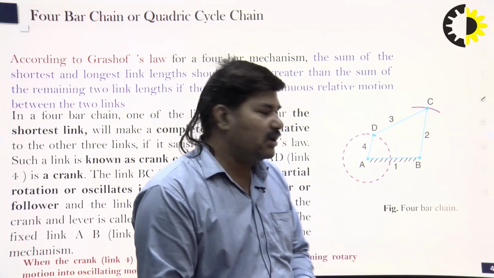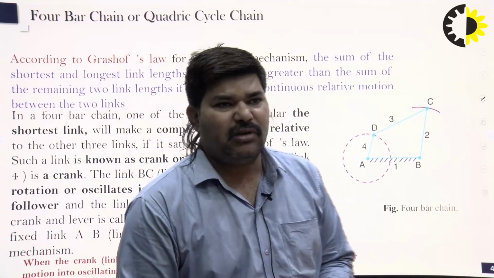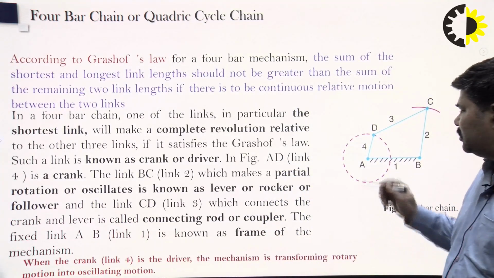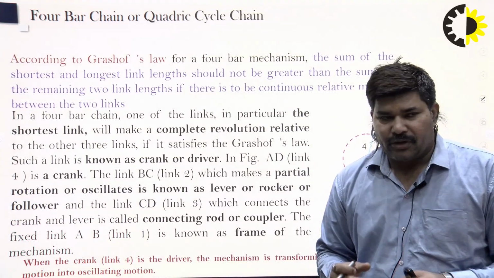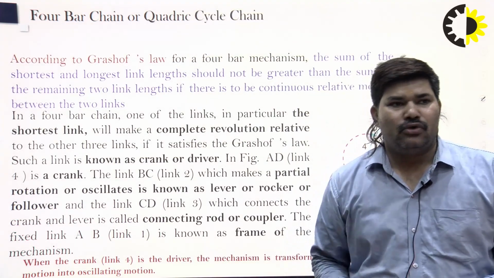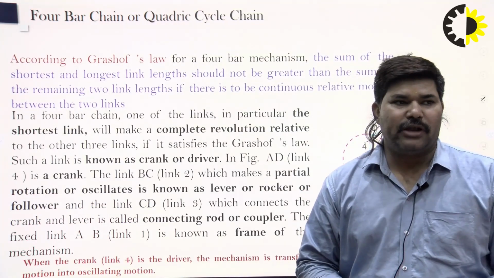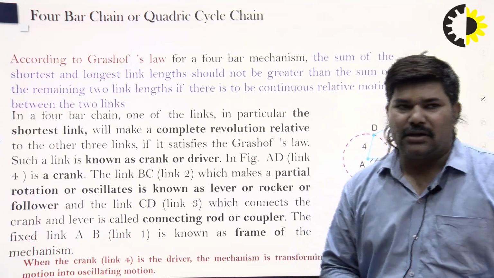So in the 4-bar chain, the shortest link will make a complete revolution. You can see here that the shortest link, number 4, that is AD, makes a complete revolution relative to the other three links, and it satisfies Grashof's law. Such a link is known as the crank or the driver.